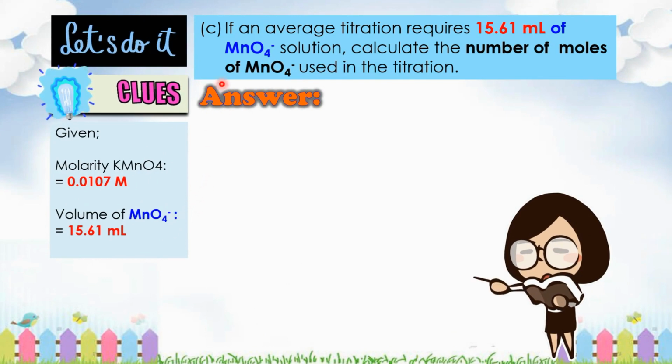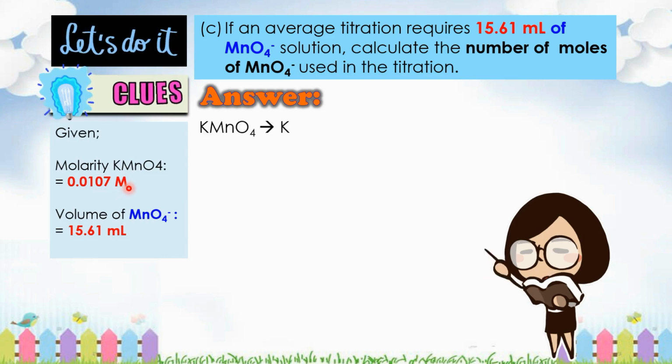We move to question C. If an average titration requires 15.61 ml of MnO4- solution, calculate the number of moles of MnO4- used in the titration. Already given in the question, the molarity of KMnO4 is 0.0107 molar.